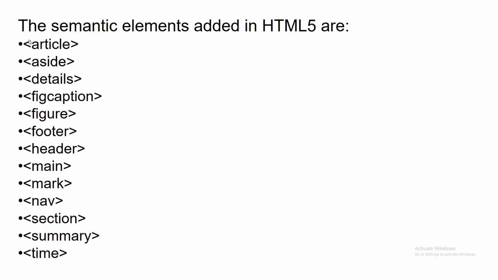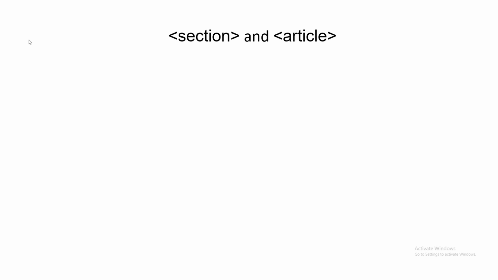elements. Here we have lots of semantic elements in HTML5: article, aside, details, figcaption, figure, footer, header, main, mark, nav, section, summary, time. Now I'm going to talk about section and article elements.